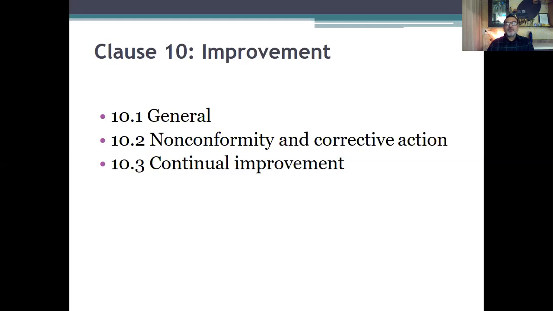10.3, continual improvement. It's a key aspect of the environmental management system, to achieve and maintain the environmental management system's suitability, adequacy, and effectiveness regarding the organization's objectives.